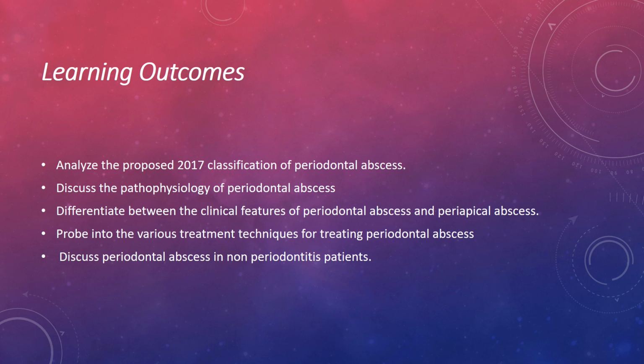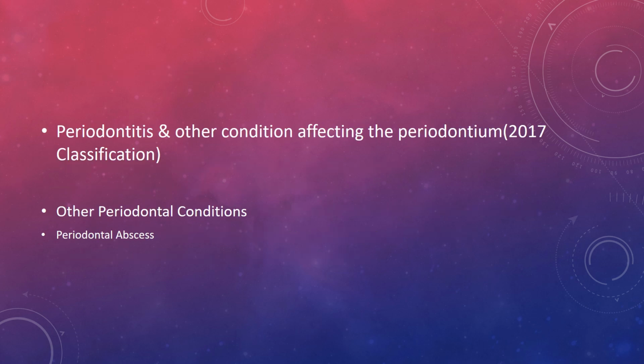probe into the various treatment techniques for treating periodontal abscess, and discuss periodontal abscess in non-periodontitis patients. So, periodontal abscess is classified under periodontitis and other conditions affecting the periodontium according to the 2017 classification. As the other conditions can be the cause for periodontal abscess, it is included under other conditions affecting the periodontium in the 2017 classification.